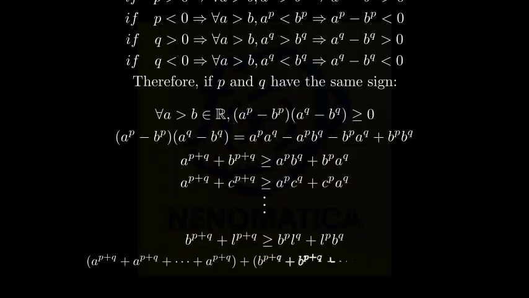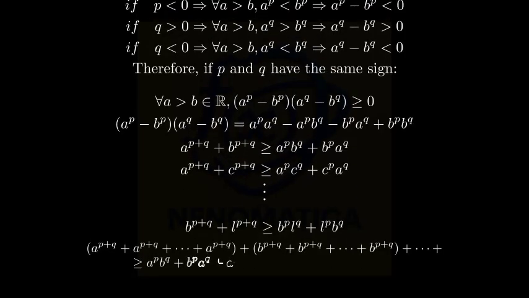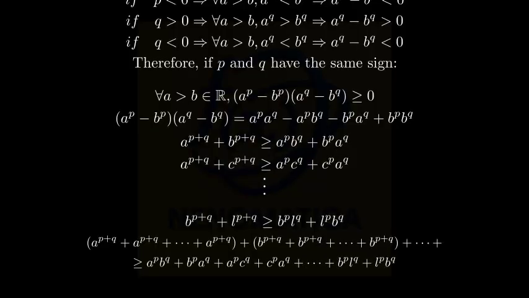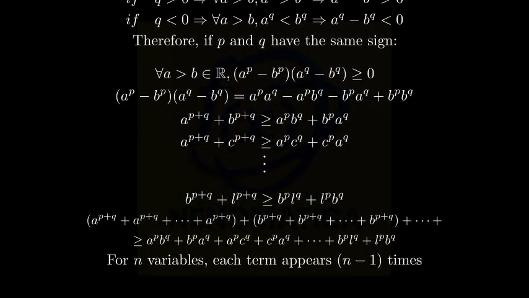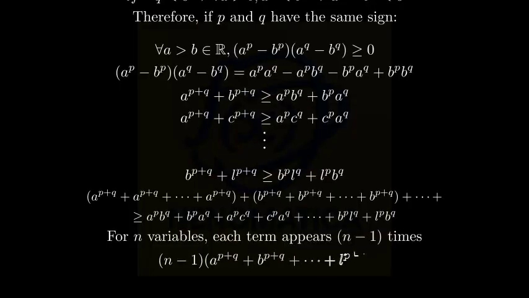By adding up all these inequalities for the different pairs of variables, we get a sum on the left side that consists of multiple repetitions of each term like a to the power of p plus q. And on the right side, we get products of terms like a to the power of p times b to the power of q plus b to the power of p times a to the power of q. We need to count how many times each term appears on the left side. If we have n variables, each term like a to the power of p plus q appears n minus 1 times in our sum of inequalities. So we can factor out n minus 1 from the left side of our combined inequality.